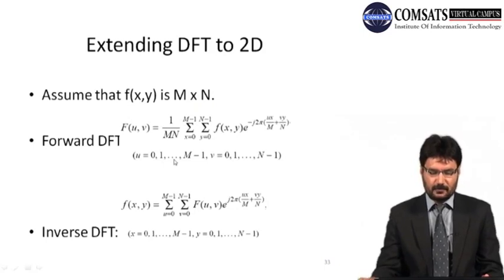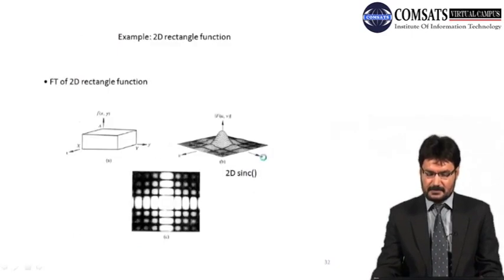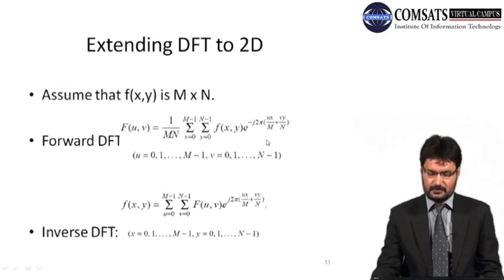So for that reason, our forward Fourier transform function will be F(u,v) equals 1 by MN, and then instead of one summation we use double summations, where x and y go from 0 to M minus 1 and N minus 1. We also change this area, because in one dimension we have only one value, but here, as it's two dimensions, we have two values, so that's why we use M and N.